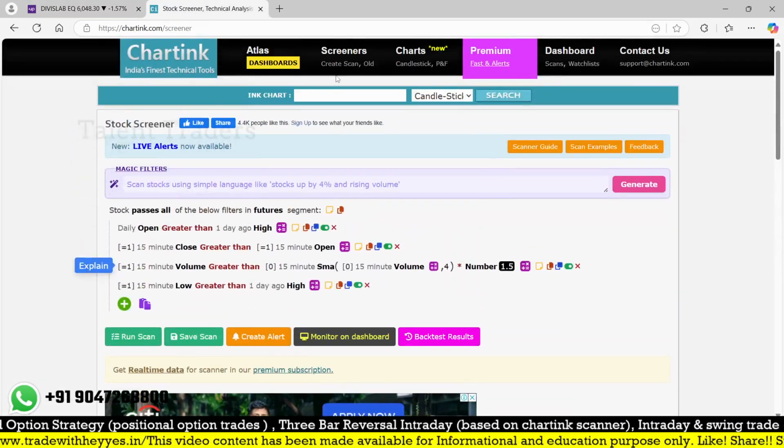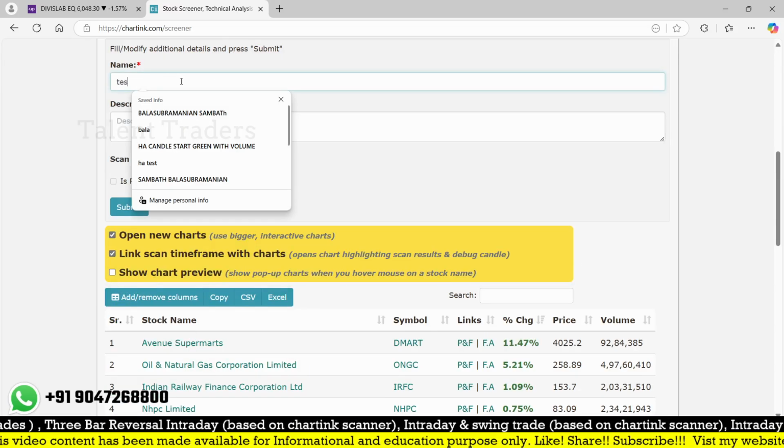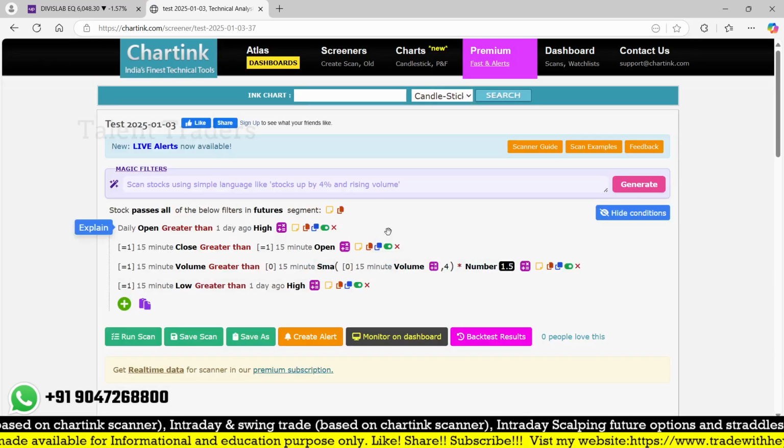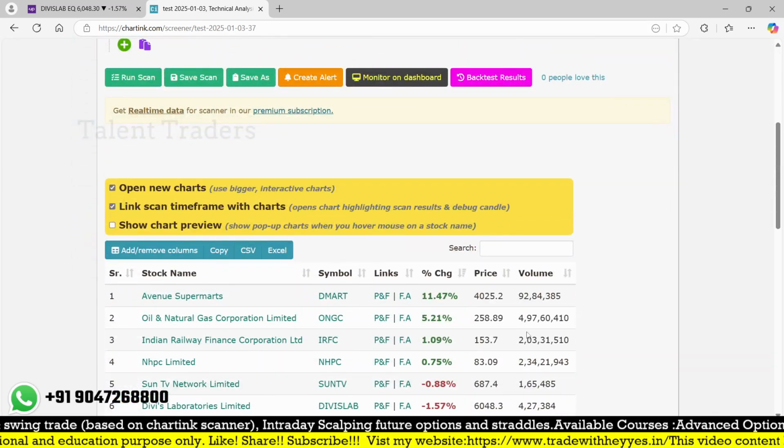Even more conditions you can add, but I just added some of my logics and my ideas. There are even more things you can add in this particular scanner, and that will help you find some good intraday trade opportunities. I hope you understood the concept.